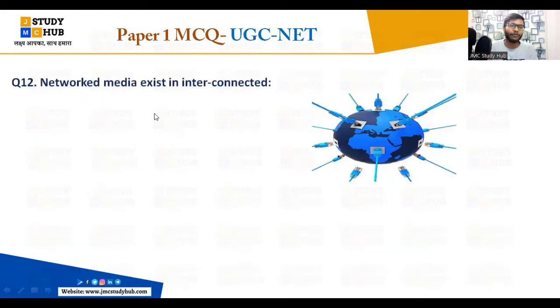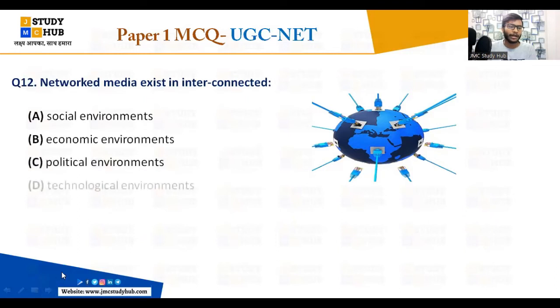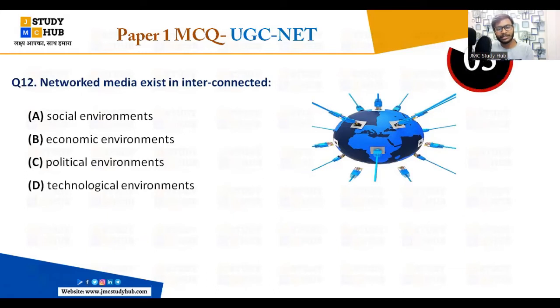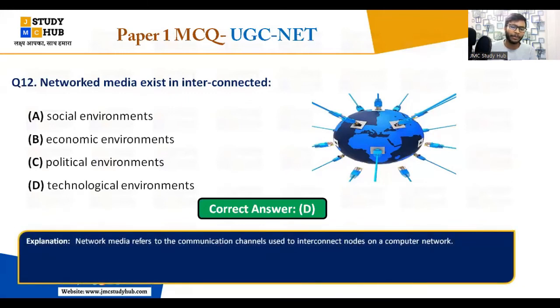So here, networked media exist in interconnected: option A, social environments; option B, economic environments; option C, political environments; and option D, technological environments. So what do networked media exist in interconnected? Everybody answer, this is a very easy question. It has asked you about the network. Network is basically related with ICT. So networked media exist in interconnected technological environments. Very good. Everybody has answered here.